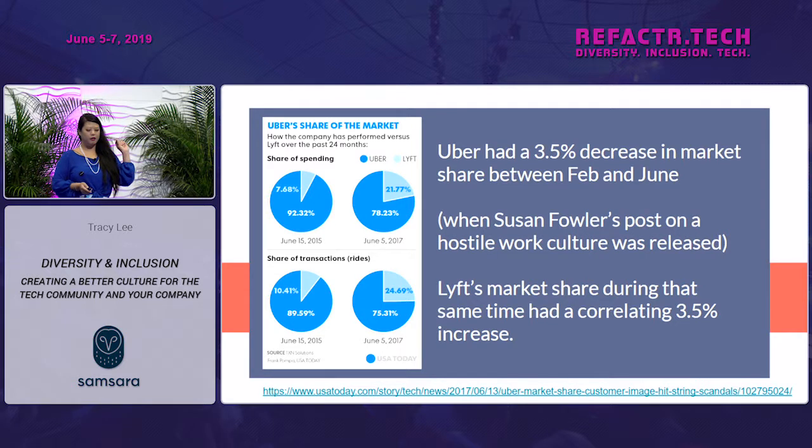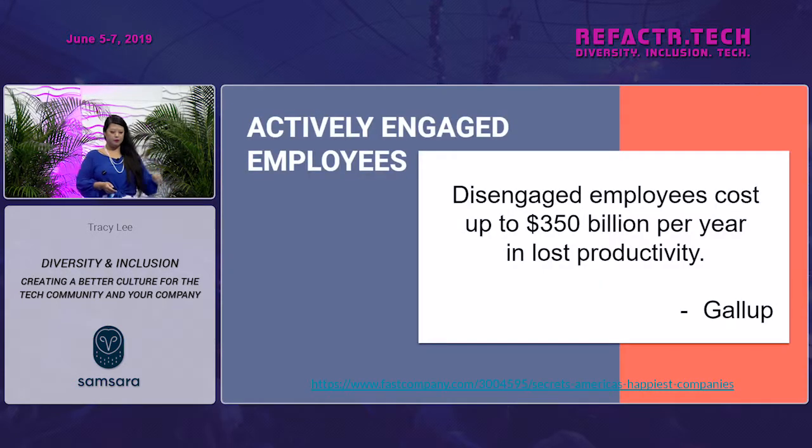Literally between February and June, Uber's market share decreased by 3.5% and Lyft's market share increased by 3.5%. How insane is that, right? So it's insane to see the numbers and the direct consequence of not having an inclusive work environment.